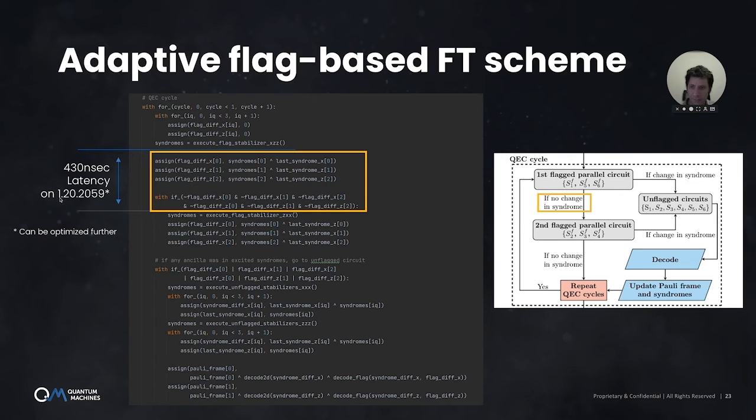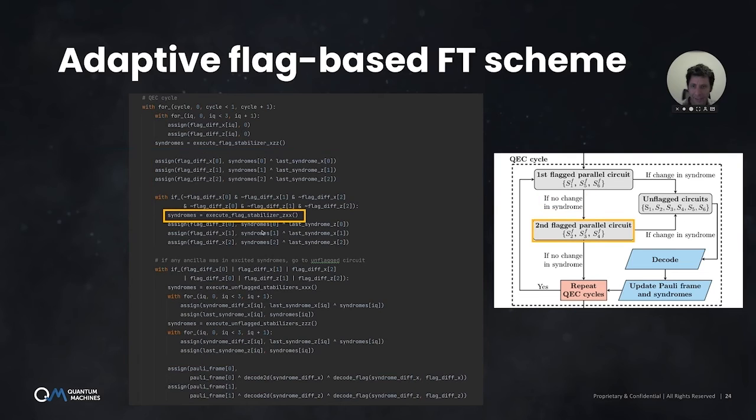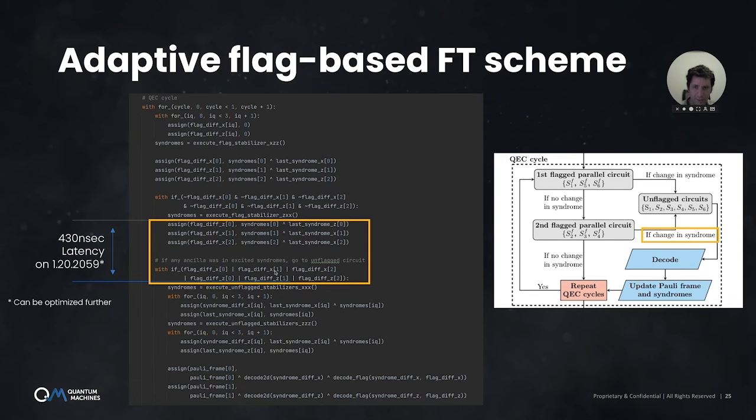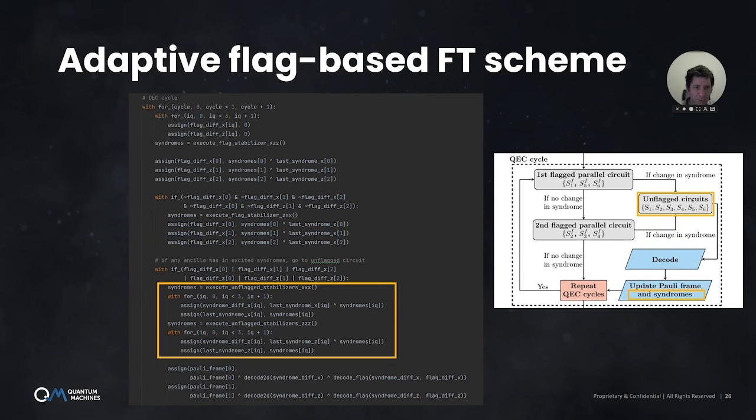In the latest version that I checked, the latency for this is 430 nanoseconds. It's important to point out that we're always optimizing our compiler and our hardware, so this time can go down from version to version. So in 430 nanoseconds, in this case, we decided that there was no change in syndrome, and we're moving to the second flag parallel circuit part. Here again, we're calculating the branch, 430 nanoseconds. Here we detected a change in the syndrome in this particular example, so we go into this unflagged circuit part, which is shown right here. And then we also update the syndromes.